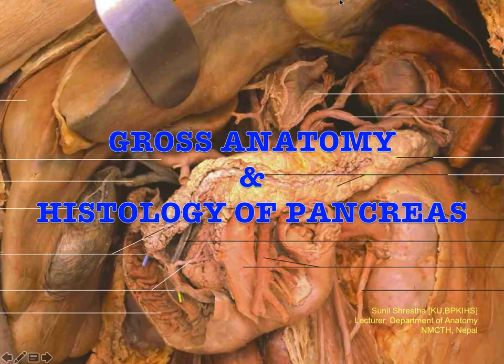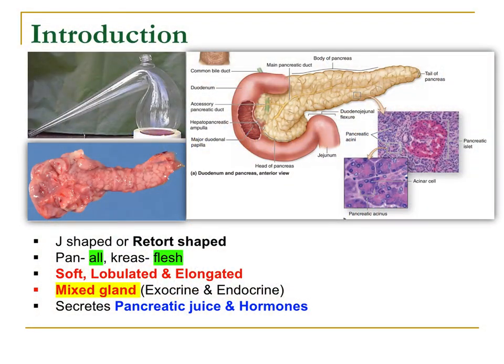Good evening, everyone. So today we'll be discussing the gross anatomy and the histology of the pancreas. If you remember, the pancreas is one of the very important structures present in our body. Yes, it is this one. This structure is a mixed gland. It contains both endocrine as well as exocrine parts.